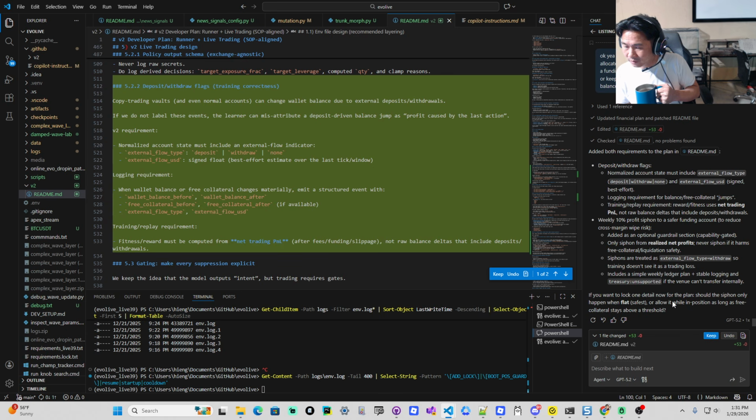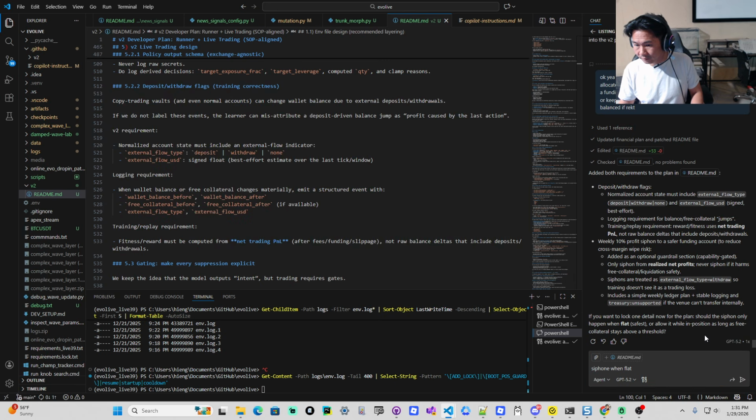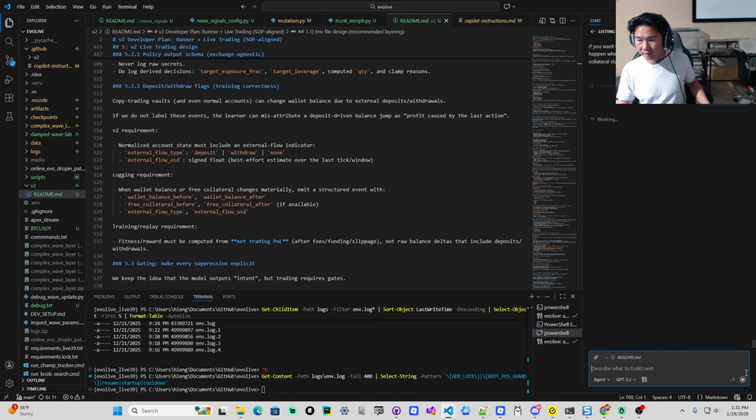If you want to lock one detail for now, the plan should be to siphon only when flat, or allow it when in position as long as free collateral stays above a threshold. Siphon when flat. There you go.